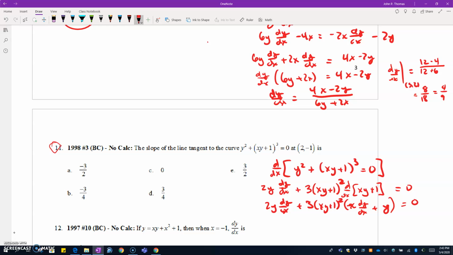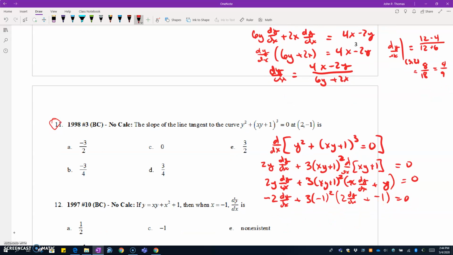Alright, now from there, it really asks us at a point (2, negative 1). So I'm going to start dropping in the things I know. I can solve for dy/dx first, it's really up to you. But this time I'm going to drop in what I know. So I know y is negative 1. So I've got negative 2 dy/dx plus 3 times (xy would be a negative 2, plus 1 is negative 1) to the second, times, and then I'm going to have x, so that's 2 dy/dx, plus, and then I've got y, and y is a negative 1, and that all equals 0.